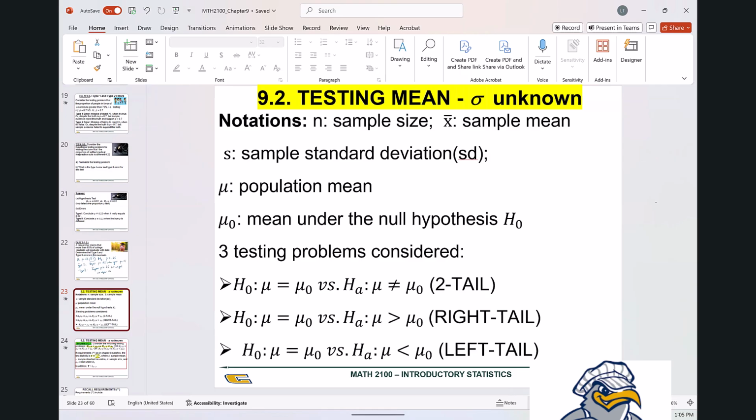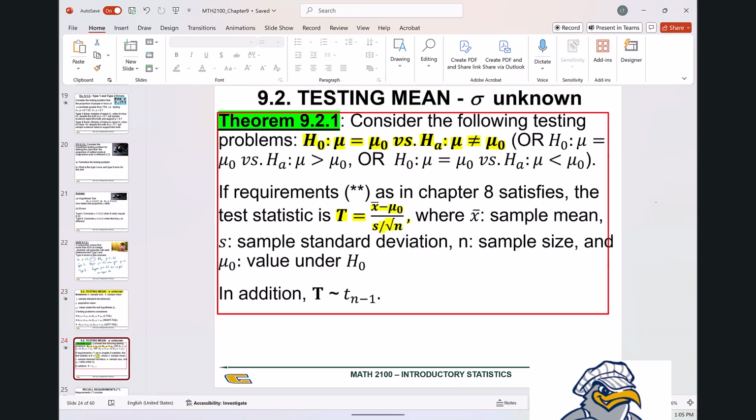And for our case, we consider 3 different testing problems: mu equal mu naught versus mu different from mu naught, mu equal mu naught versus mu greater than mu naught, which is the right tail, and mu equal mu naught versus mu less than mu naught, which is the left tail. And here are the 3 of them.